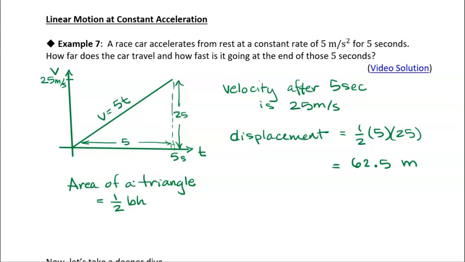So again, we're just finding area. We're finding the area between the graph of the velocity and the horizontal time axis, and we can find the distance, or in this case, the displacement. It's the distance we traveled from the start, from whatever our starting point was.